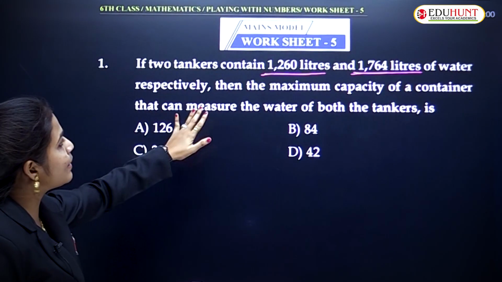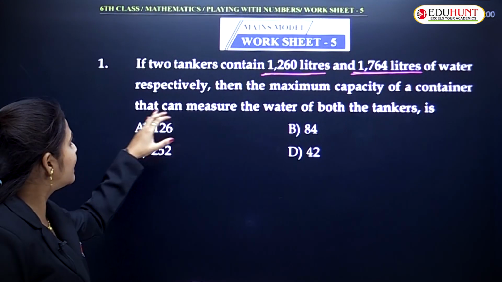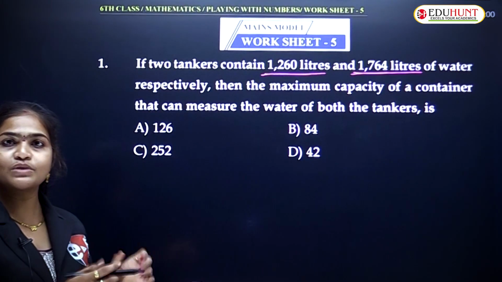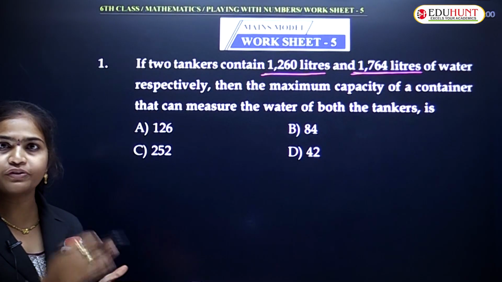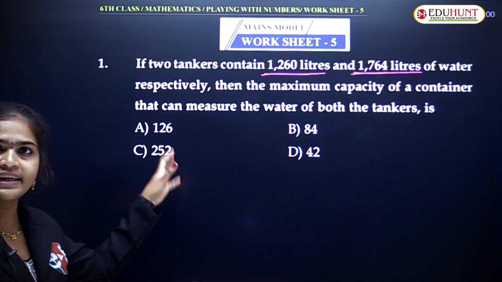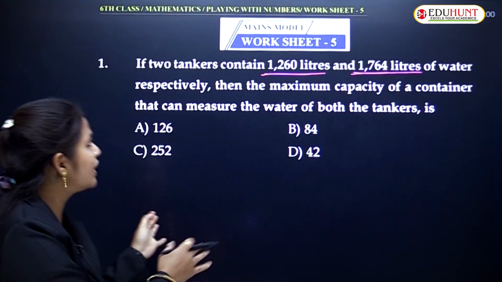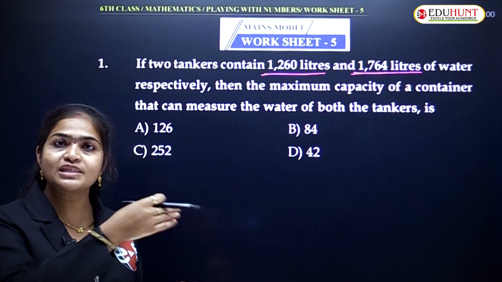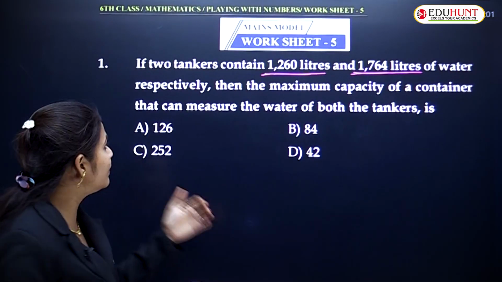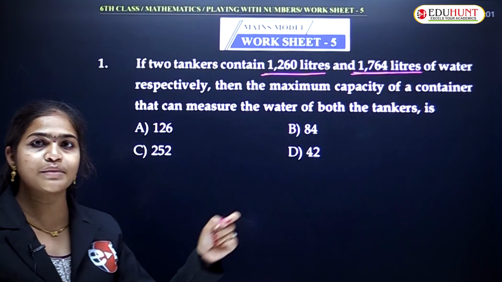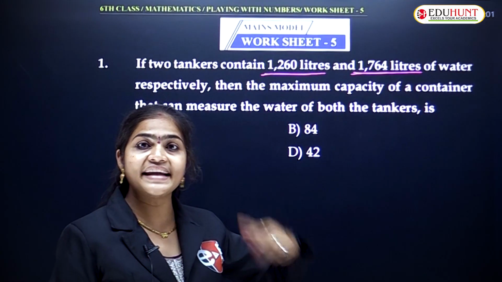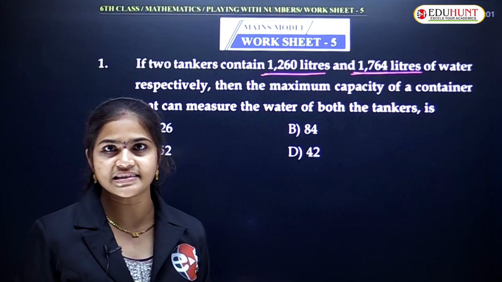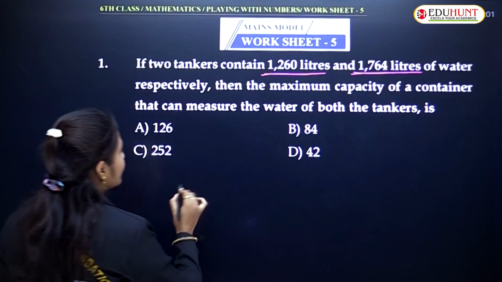Then the maximum capacity of a container that can measure the water of both the tankers. Same capacity. What is the capacity? Maximum capacity of one container. Two tankers are there, and to bring out that water from the tankers, one container is required. What is the maximum capacity of the container? That we need to find out. They are asking maximum capacity, which means the highest common factor. So simply this question is related to HCF.